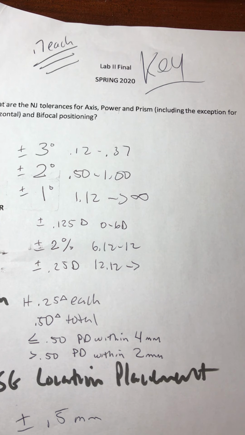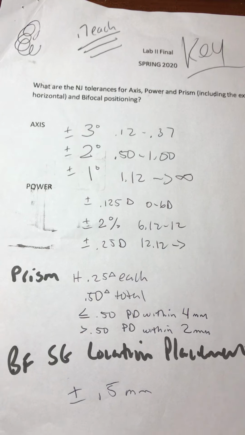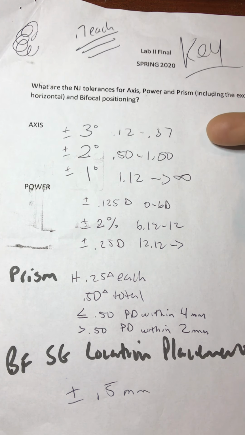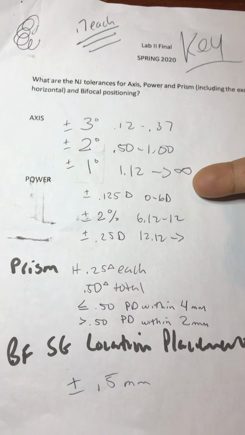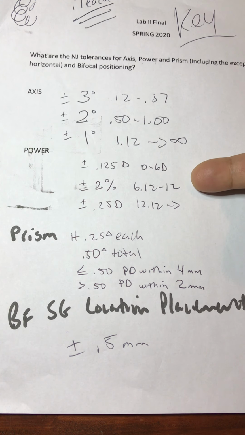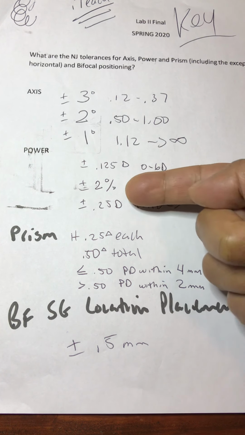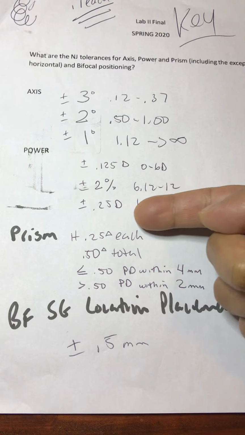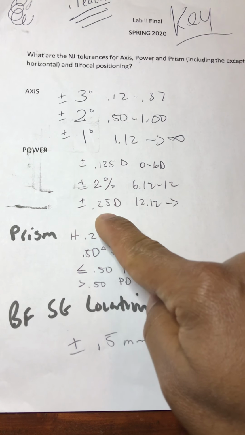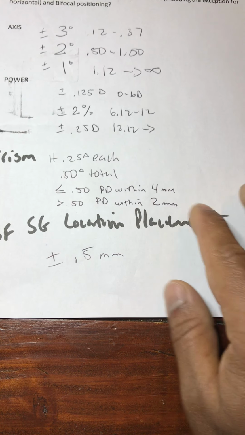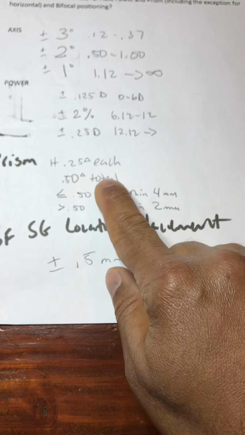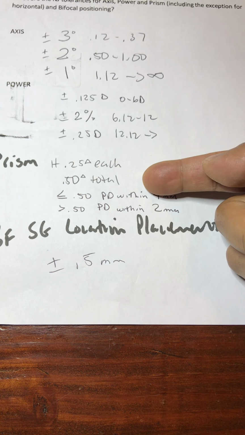So starting with the New Jersey tolerances, you guys at this point should know these. Plus or minus 3 is 0.12 to 0.37, plus or minus 2, 0.5 to 1, plus or minus 1, greater than 1 or 1.12 to infinity. Under power, plus or minus an eighth, 0.125 diopters, 0 to 6 diopters. Plus or minus 2% is between 6 and 12, and anything over 12 is plus or minus a quarter of a diopter. On the prism, it should have been, for horizontal, 0.25 each, 0.5 total.